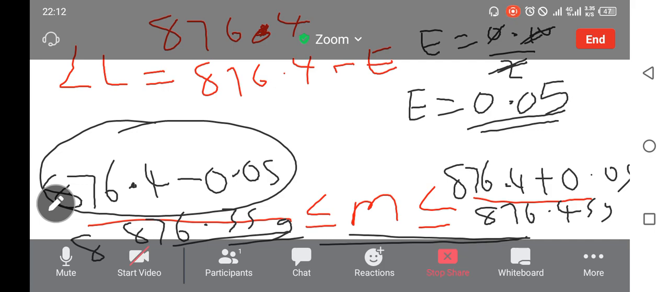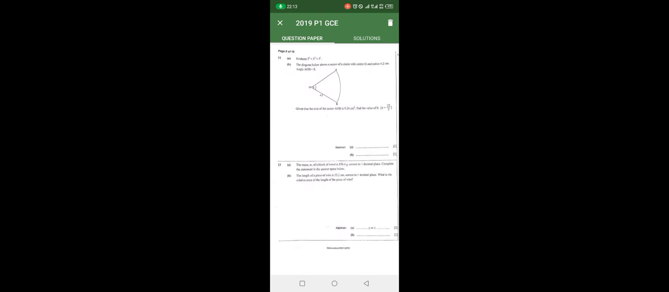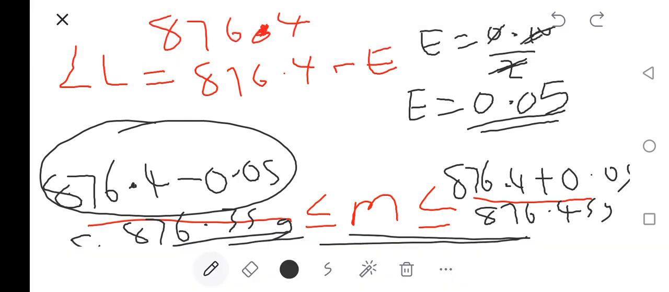Okay, ladies and gentlemen, I'm ending on the last one, which is question B. They are saying the length of a wire is 5.2 centimeters, correct to 1 decimal place. What is the relative error of the length of the piece of wire? So 5.2. I'm erasing this.